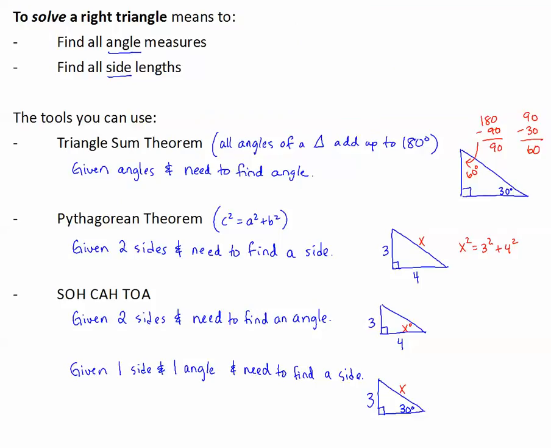So looking back at our skills, given two sides but need to find a side is different from given two sides and need to find an angle. Remember that if it's a mix of sides and angles, it's SOHCAHTOA. If it's only sides, Pythagorean theorem. If it's only angles, triangle sum theorem. If it's a mix of sides and angles, SOHCAHTOA.